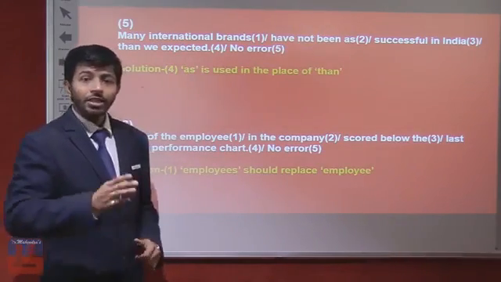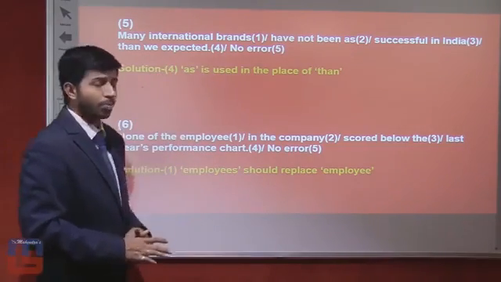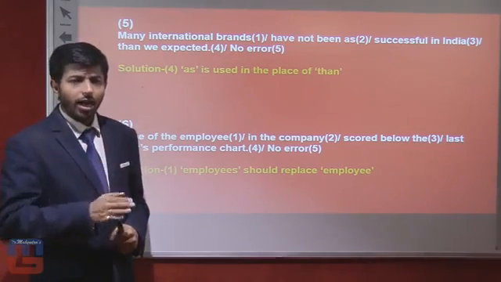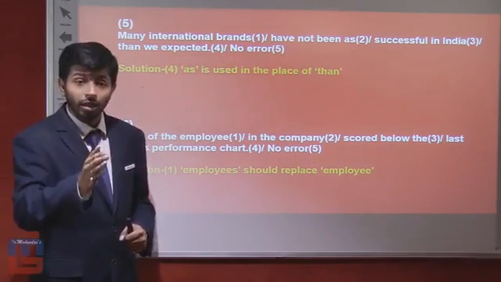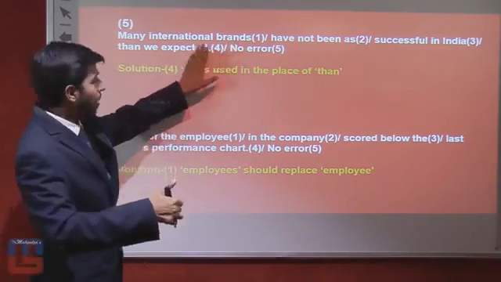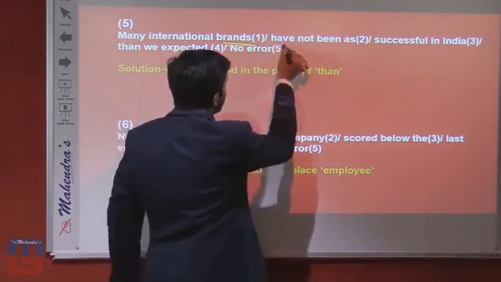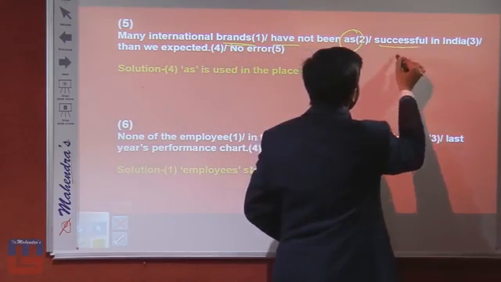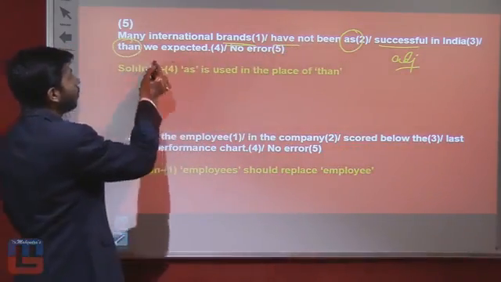Next statement: Many international brands have not been as successful in India than we expected. No error? In a very simple way, just read the sentence with 100% concentration, and you may find the error just by reading it. Many international brands, there is no error. Brands is a plural subject, so have is correct: have not been. As successful is used as an adjective, positive degree of adjective, in India, then we expected.